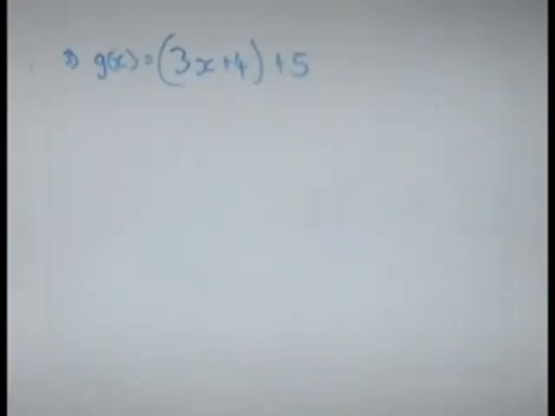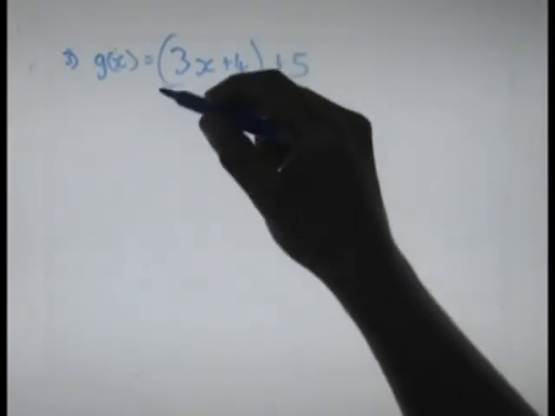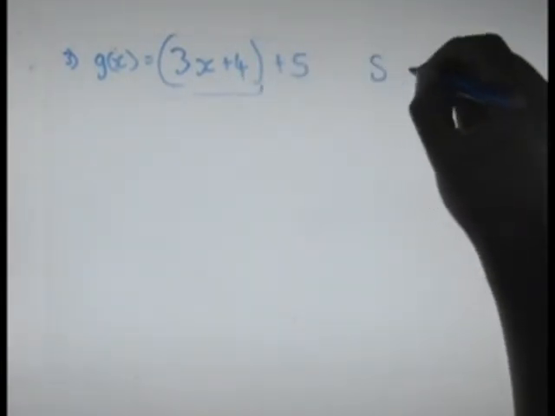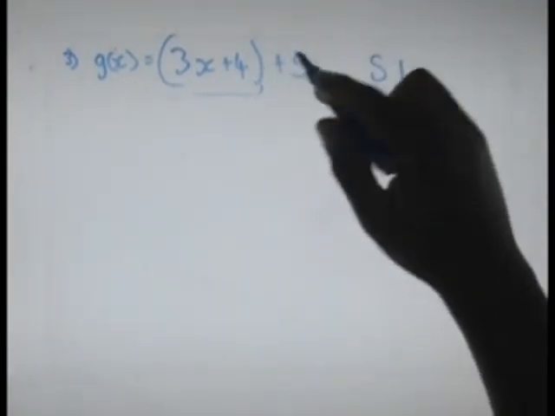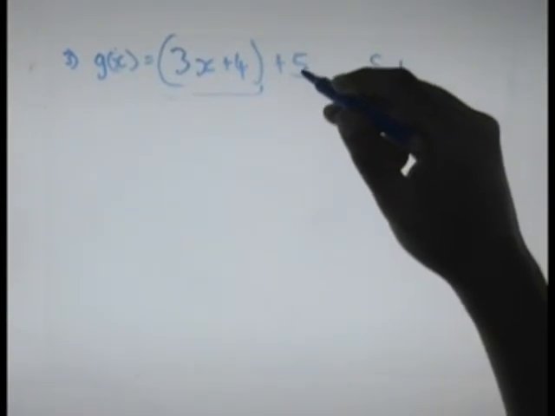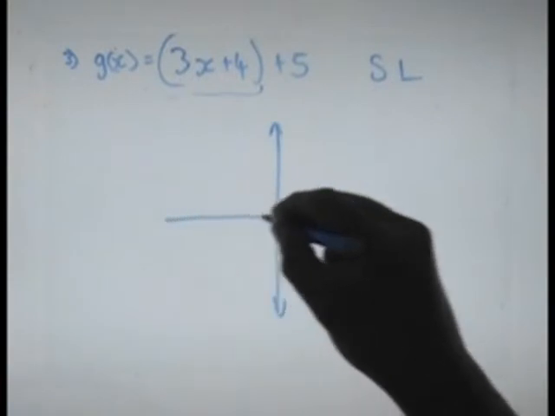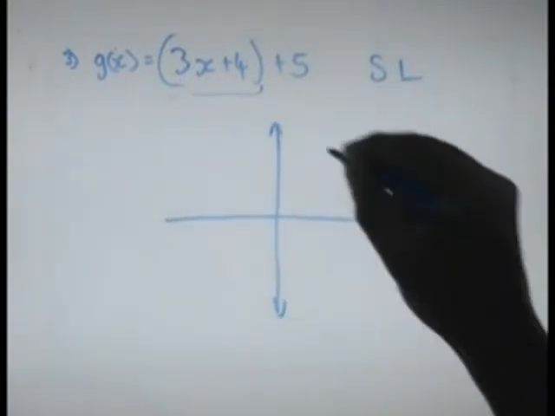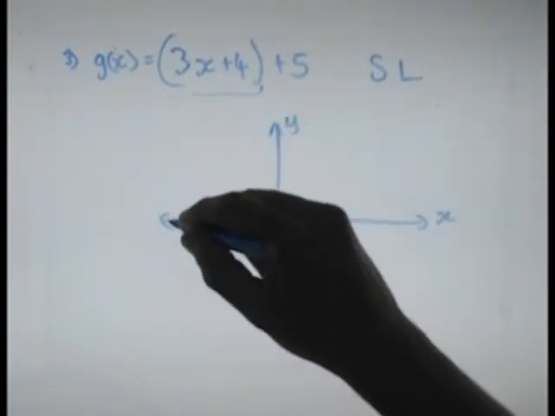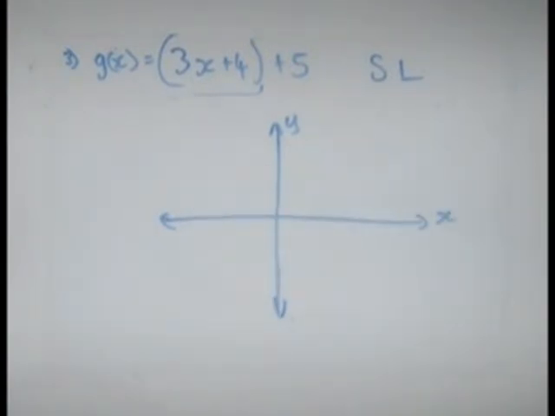Number 3 read g of x is equal to 3x plus 4, plus 5. 3x plus 4, this is a straight line. Plus 5 means that I'm shifting it 5 units upward. Now let's look at this one, and keep this one in mind because it does come up in the next exercise as well, when we do the x transformation.